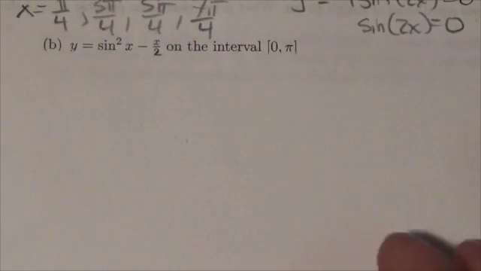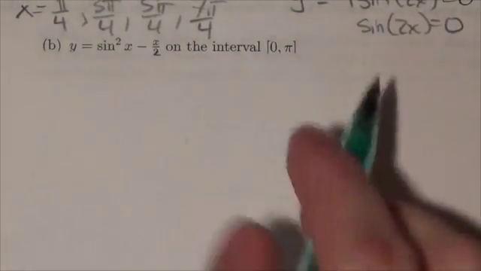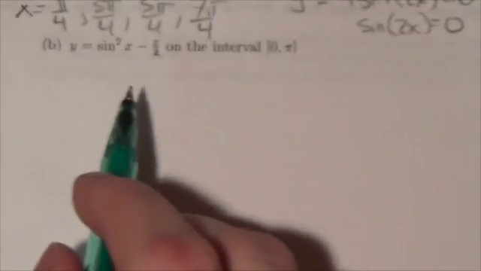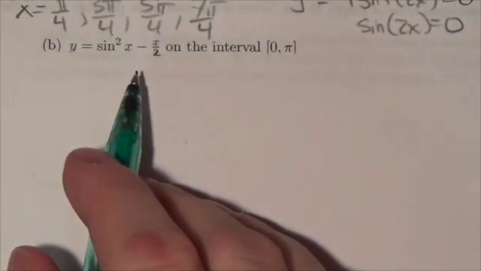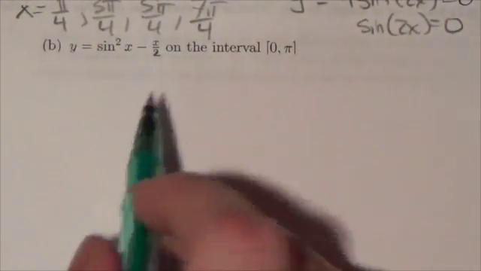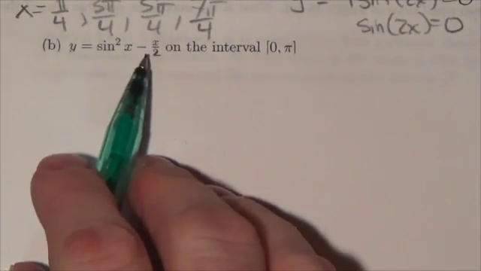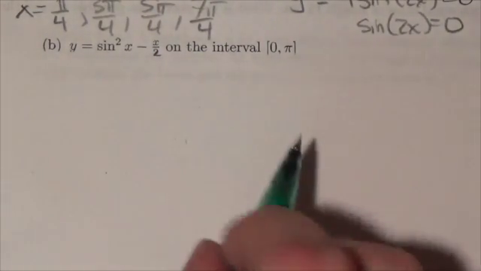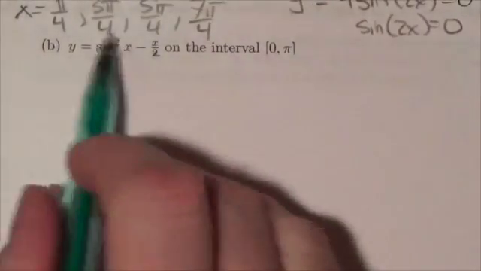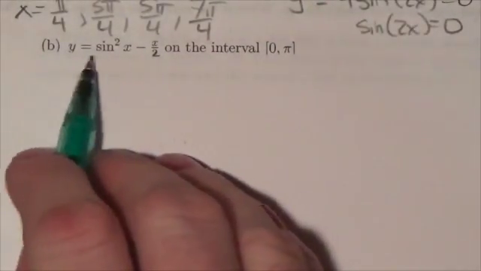Alright, hi everybody. We're working through the trigonometry review here, and the goal of this question is to determine the maximum and minimum points, the concavity and points of inflection for each of these. So the expression we're looking at here is sine squared of x minus x over 2 on the interval 0 to pi. Again, notice that this is a sine function here.